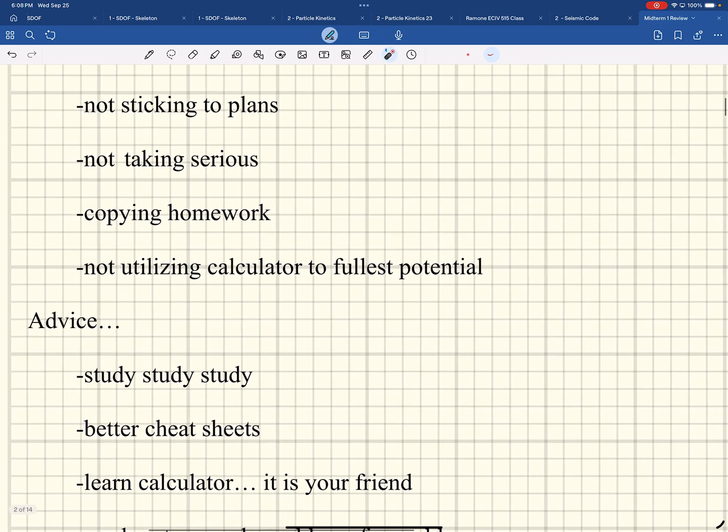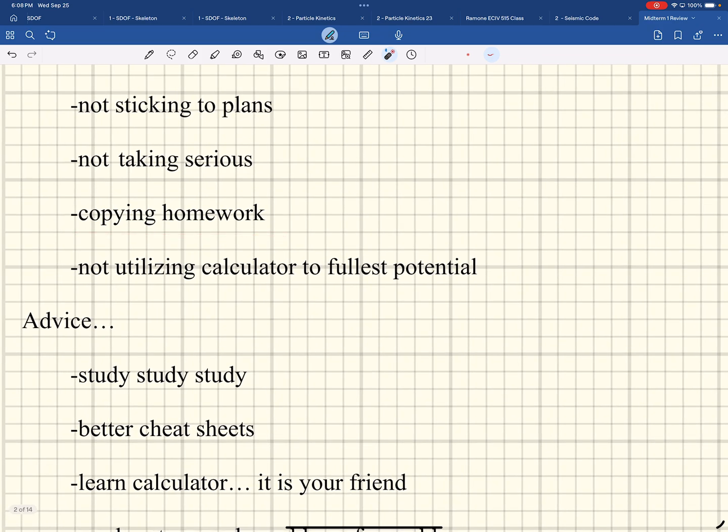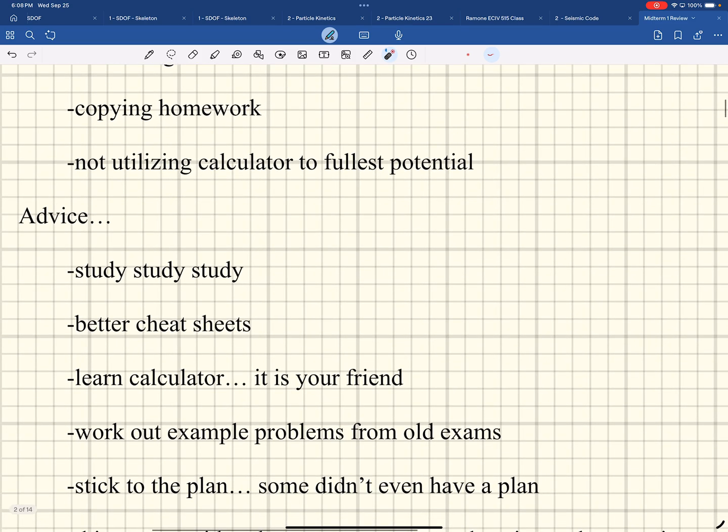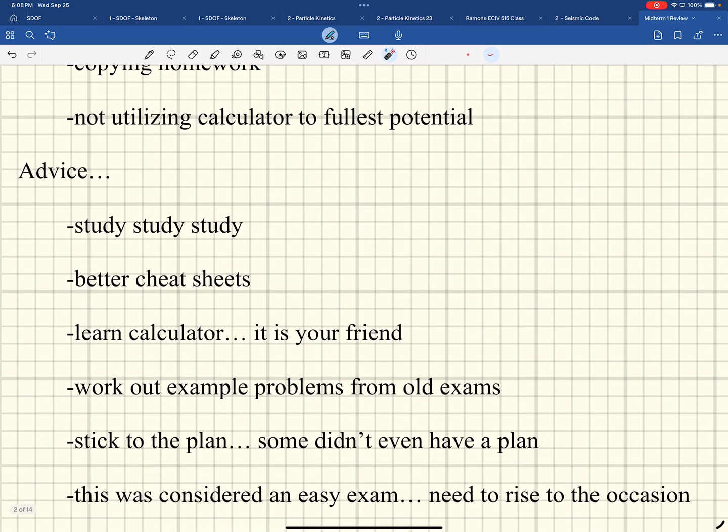Copying your homework, right? If you're just copying your homework and not spending time learning how to do it yourself, that's a little too late at this point. Not using your calculator to the fullest potential. There's a lot of wasted time that goes into algebra when they're solving these things and documenting all your steps. So use it to your best, all right? My advice to you: study, make better cheat sheets, learn your calculator, it's your friend, all related to the stuff up above.